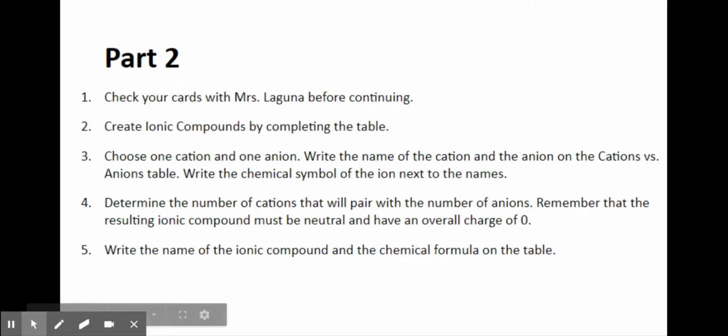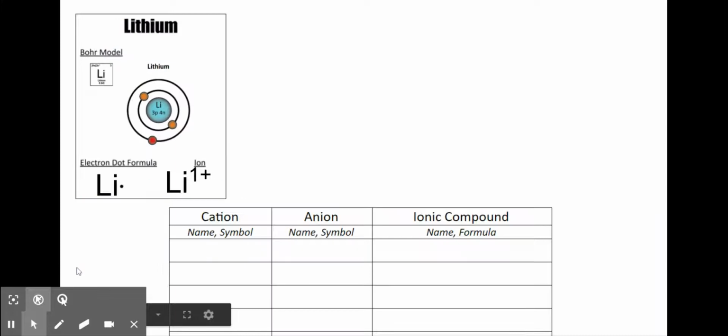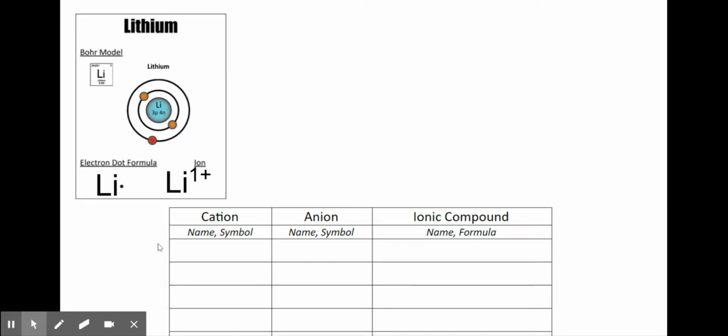In part 2, we're going to form ionic compounds by placing one cation picture next to one anion picture. We'll determine what kind of ionic compound they form when the two elements bond together. Let's start with lithium. Find your table with the cation, anion, and ionic compound columns. We're going to add lithium into the cation column because it's the positively charged ion.